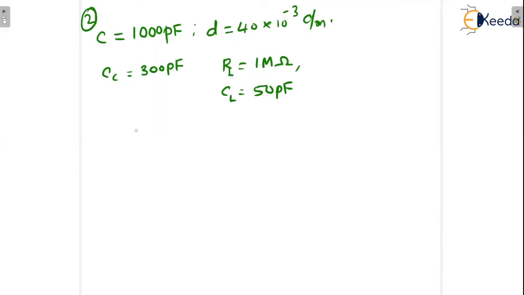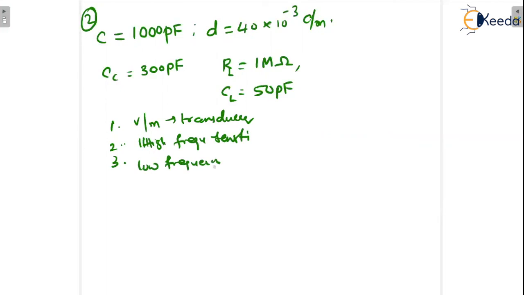What is the sensitivity of the transducer alone? What is the high frequency sensitivity of the entire measuring system? What is the lowest frequency that can be measured with 5% amplitude error by the entire system? Once again, there are three questions asked. One is, what is the sensitivity in volt per meter of the transducer alone? And what is the high frequency sensitivity? And the third one is the lowest frequency that can be measured. So you need to solve this.